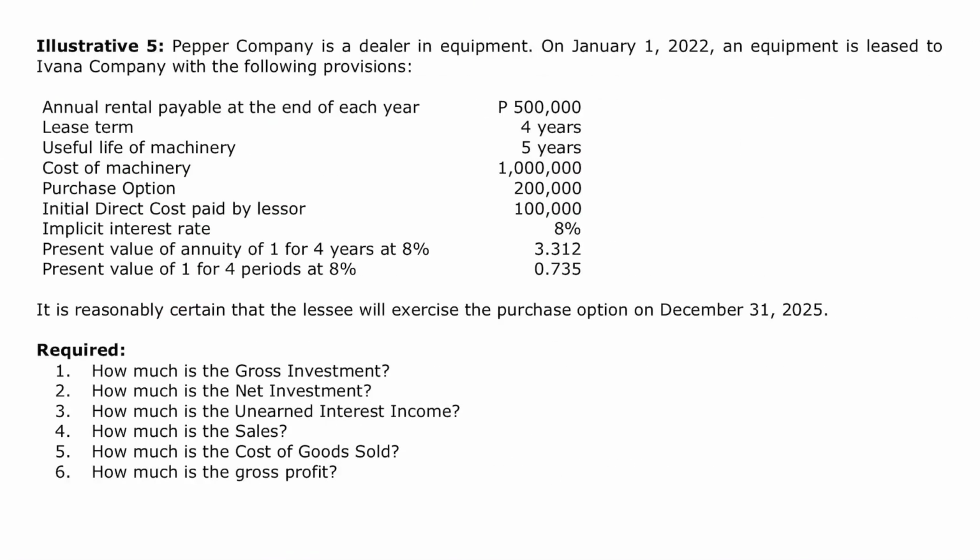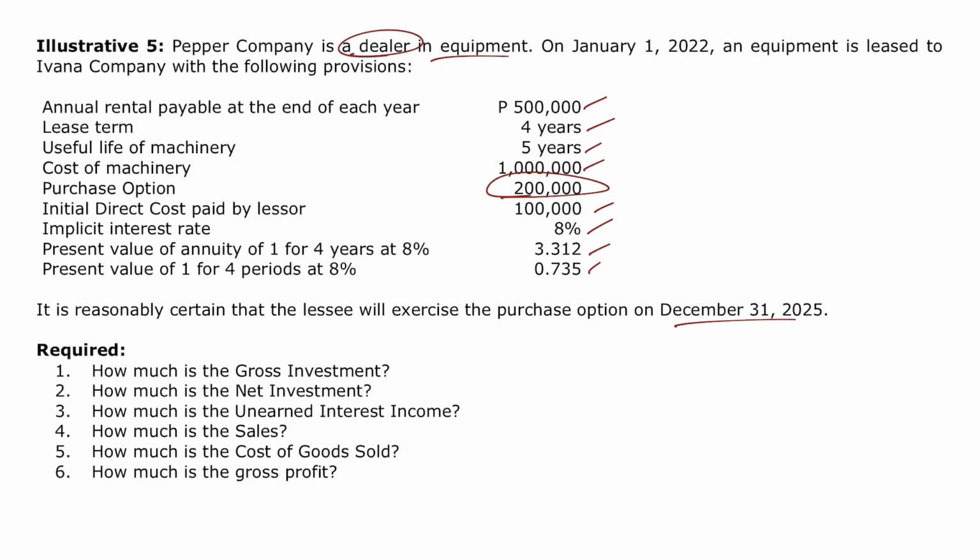Now, let's go to illustrative problem number 5. So here, in illustrative problem number 5, Pepper Company is a dealer in equipment again. Okay? So sales type lease. On January 1, 2022, an equipment is leased to Ivan, a company, with the following provisions. Annual rental at the end of each year is 500. Lease term 4 years. Useful life 5 years. Cost 1 million. Purchase option is 200,000. Initial direct cost is 100,000. Implicit rate is 8%, and present value factors are given. It is reasonably certain that the lessee will exercise the purchase option on December 31, 2025. Okay?